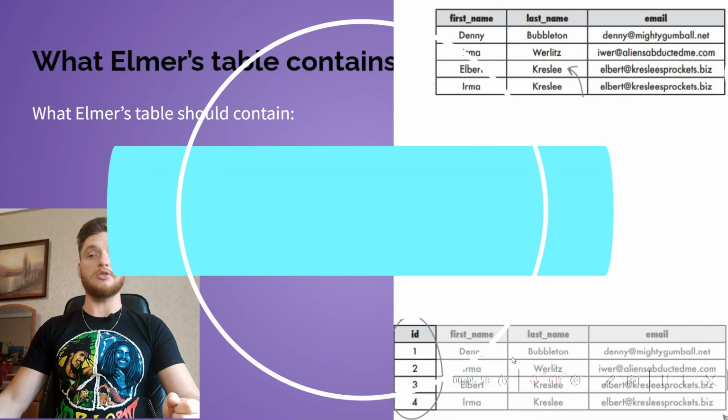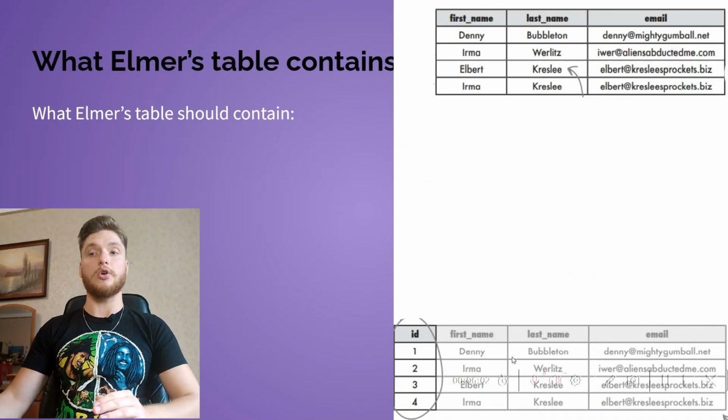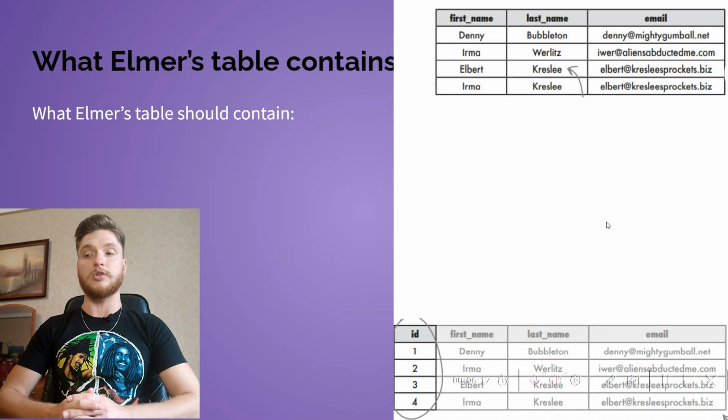We need a new column that contains a value that is unique for every row in the table. Now that this column contains a unique value, we can be sure that every row in our table is truly unique. Duplicate data in other columns no longer affects the uniqueness of rows because the UID column takes care of that.